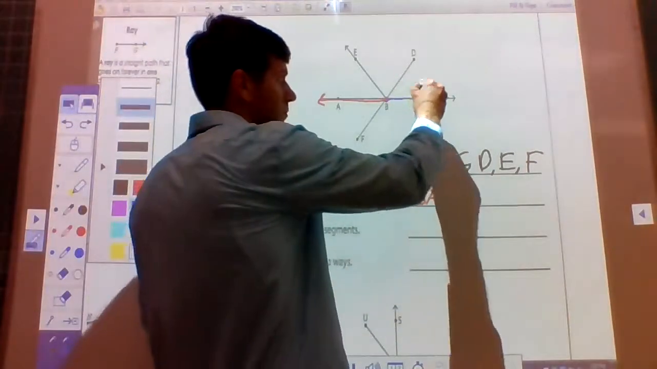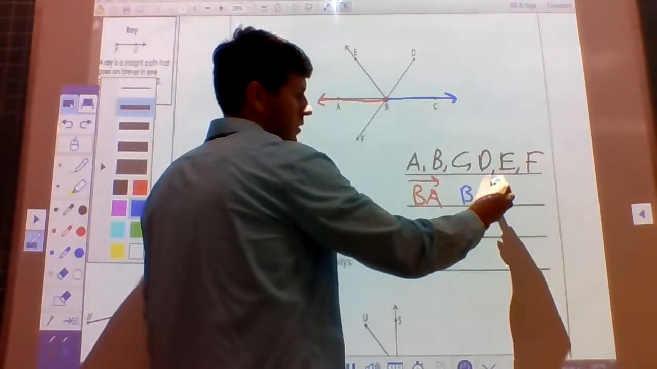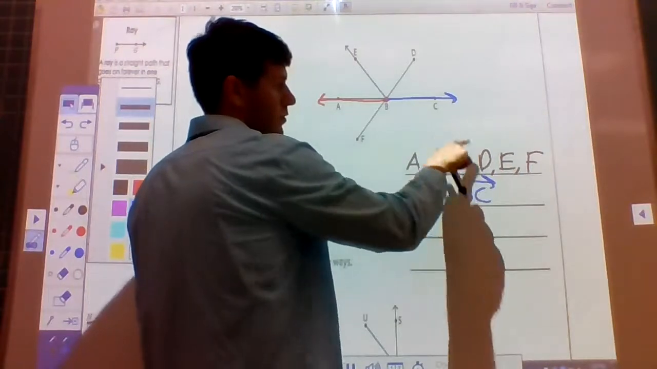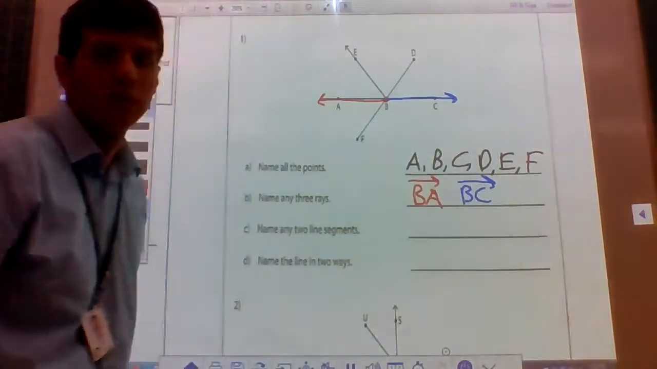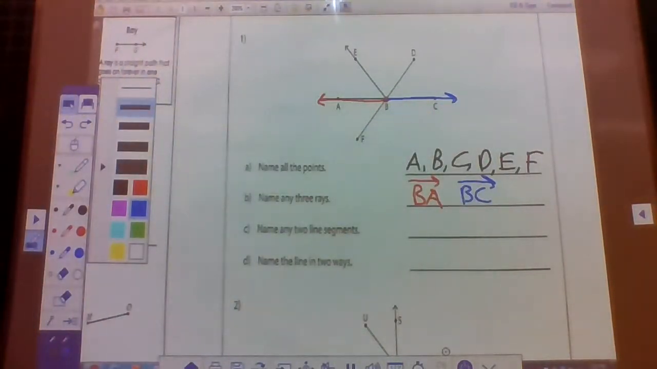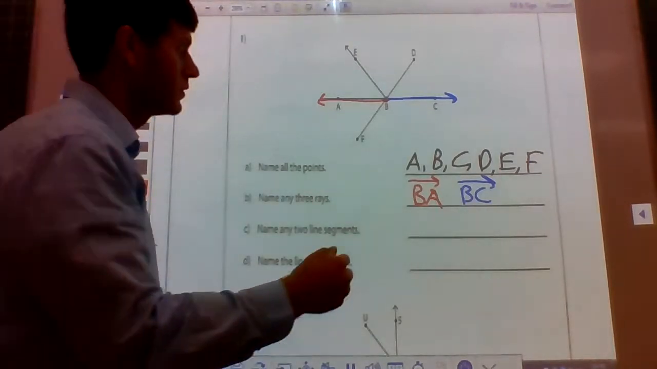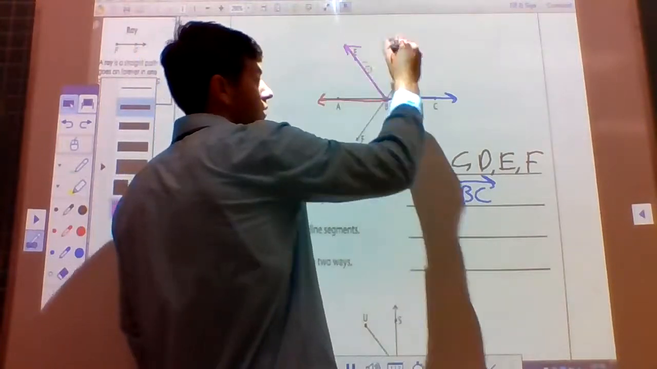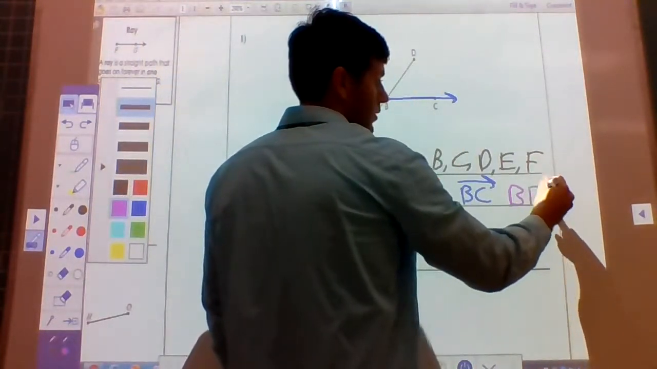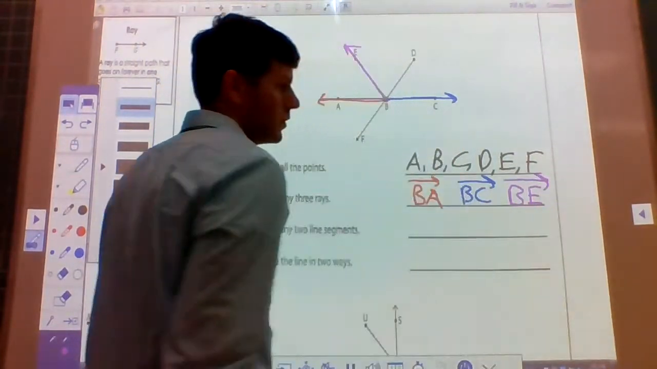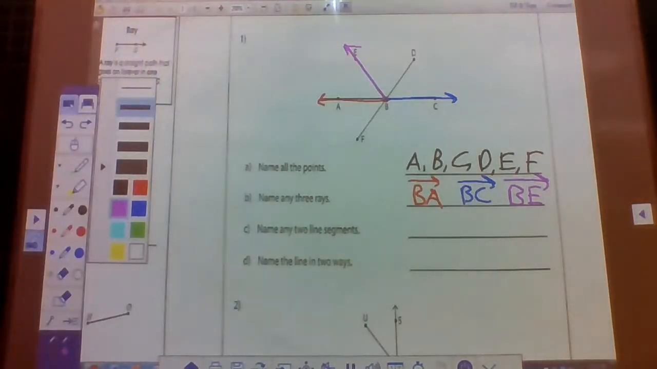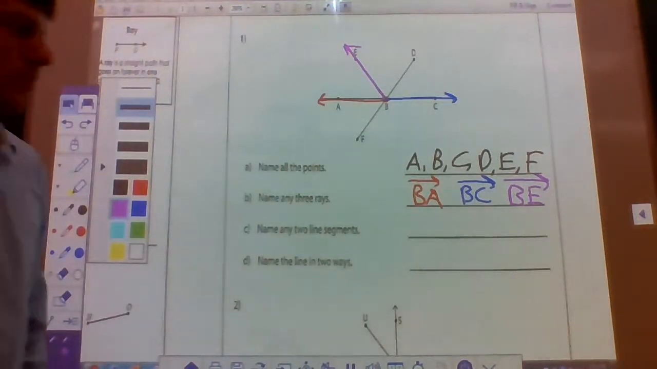We can do BC. Again, the arrow is over the C because we're going through C, starting at B and going through C forever. And then the last one shown on here is BE. B is the endpoint, and it's going through E forever. So the arrow's over the E.